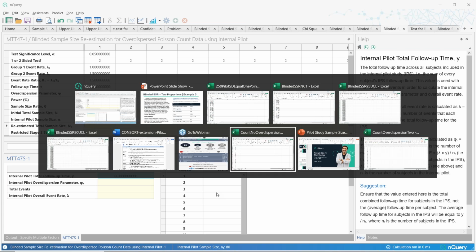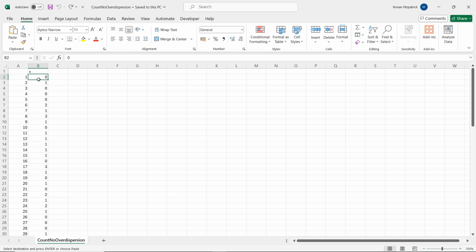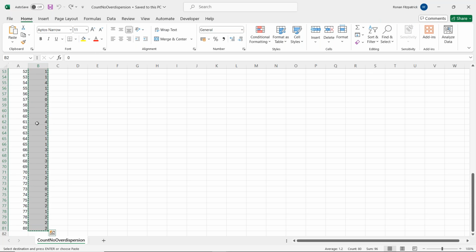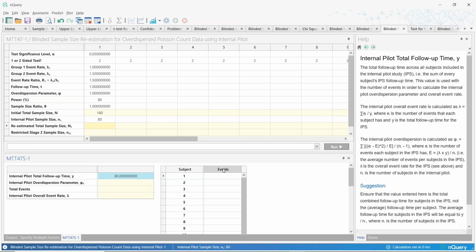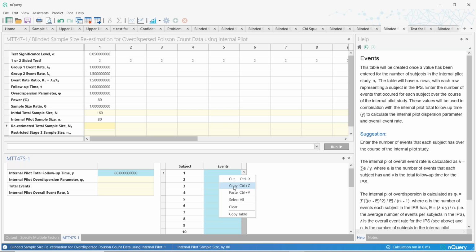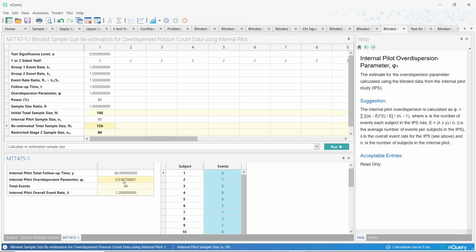And I've simulated some data here. So the first thing I'm going to do is give you some simulated data that didn't have dispersion. So this is basically assuming that the dispersion was 1, so there was no over dispersion. So we paste that in. We see the sample size is pretty much equivalent. The estimated over dispersion is nearly 1. The internal pilot event rate is 1.2, which is quite close to the 1.25 we'd expect if we average these two together. And so overall, the sample size comes out as being pretty similar, right?